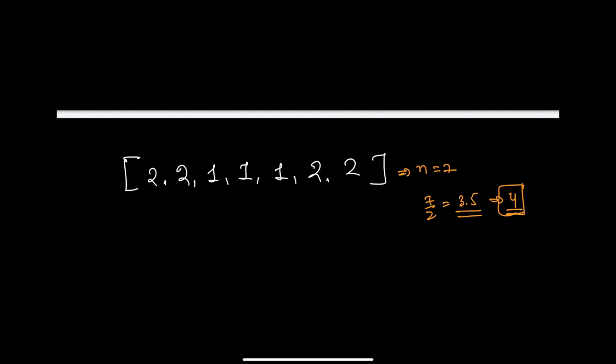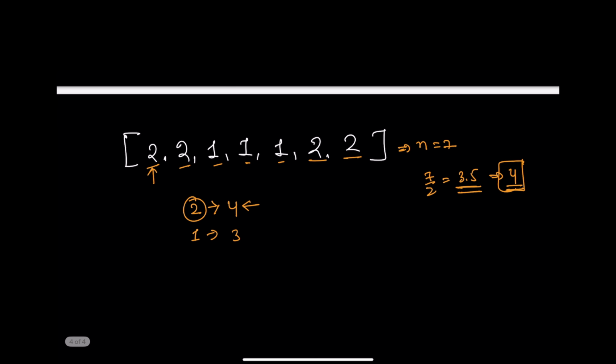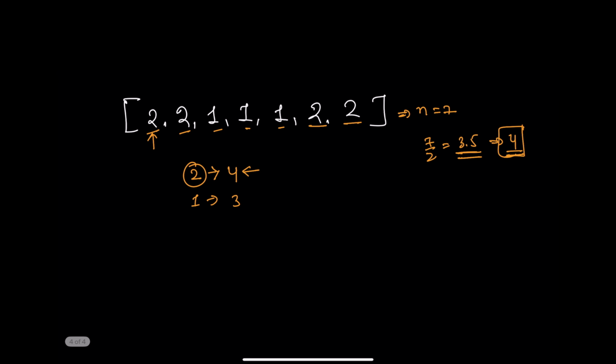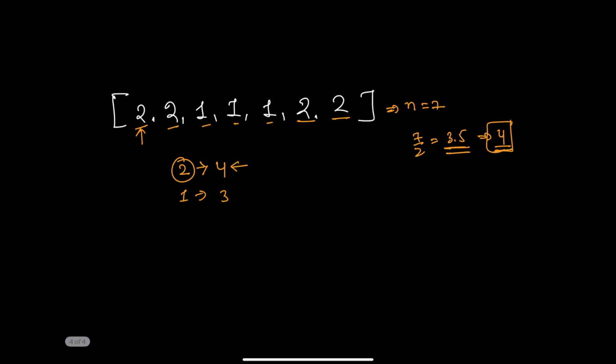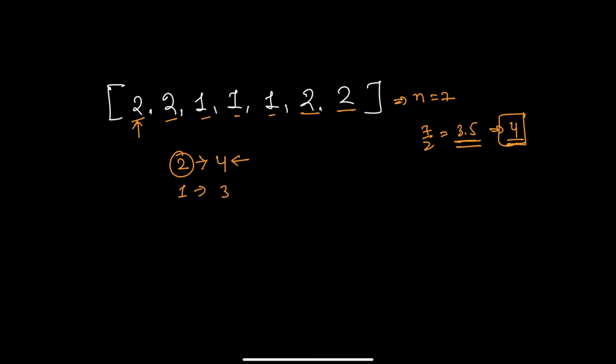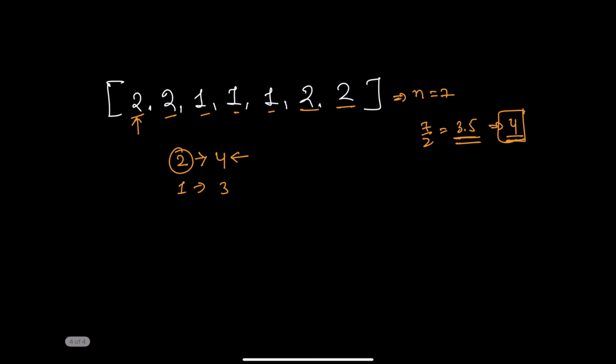Now let's see. First we have 2. Now let's see what is the frequency of 2. 2 1 2 3 4. Frequency of 2 is 4. Now frequency of 1: 1 2 3, so 3. Which is greater than 3.5? 4. So this is our answer for this use case. So this is the thinking, what is the question requirement. Now let's discuss how we code it, how we compare it.